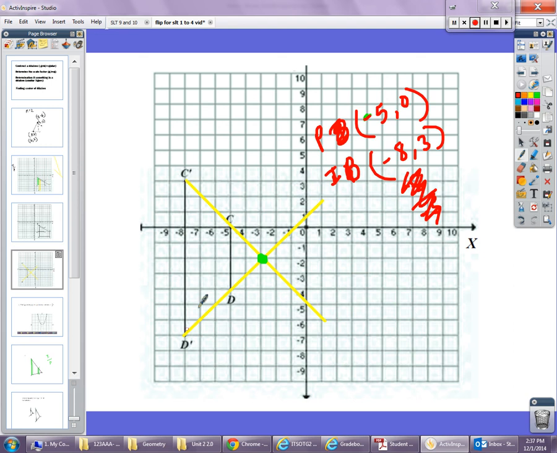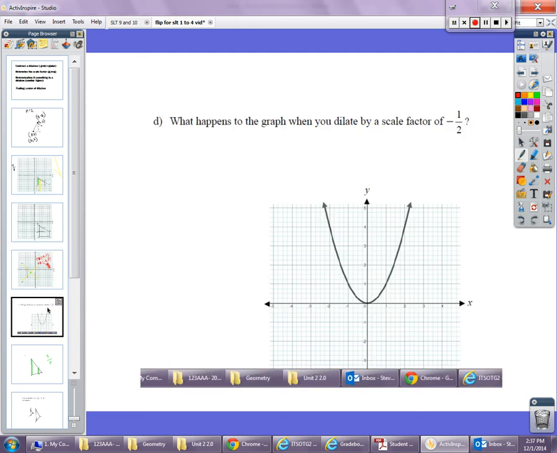You'd either have to measure this and do image divided by pre-image, or measure the distance from the pre-image to the center of dilation and the distance of the image to the center of dilation and do image divided by pre-image. You could thank Mrs. Goldfarb for that.